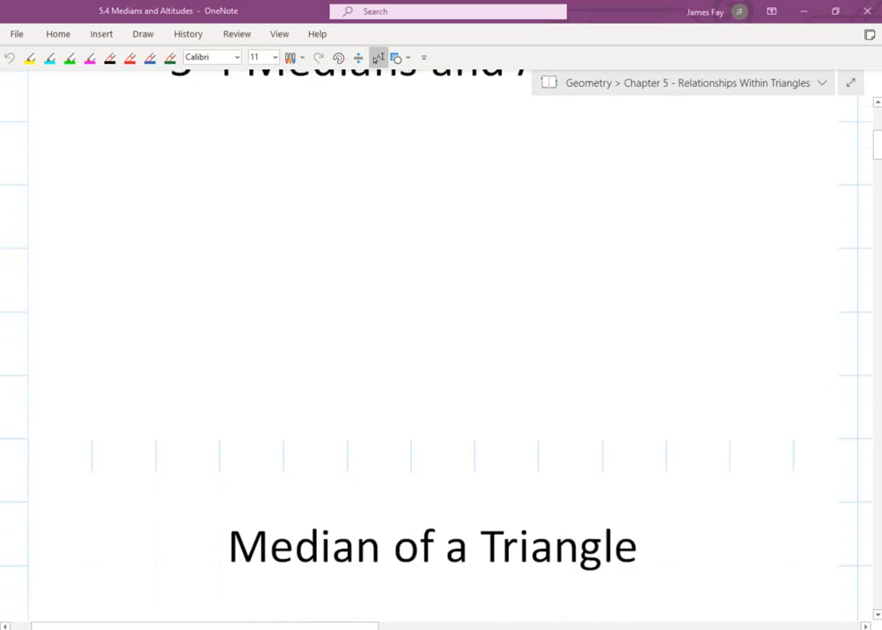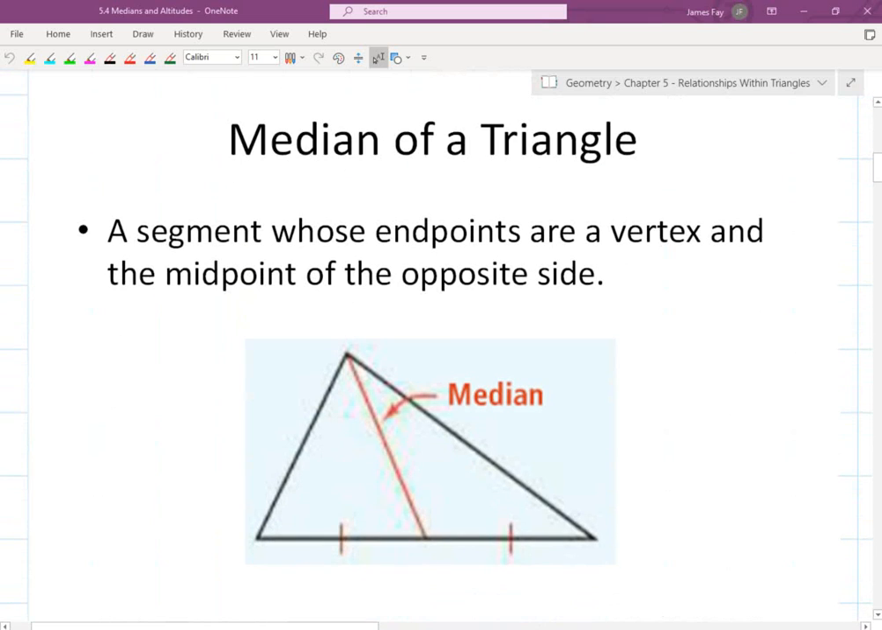So a median, okay. If you remember back to talking about mid-segments, we said they were mid-segments of triangles because there may be mid-segments of other shapes. Same thing for median. Median of a triangle, because we may talk about medians of other shapes. But a median of a triangle is a segment whose endpoints are a vertex and the midpoint of the opposite side.